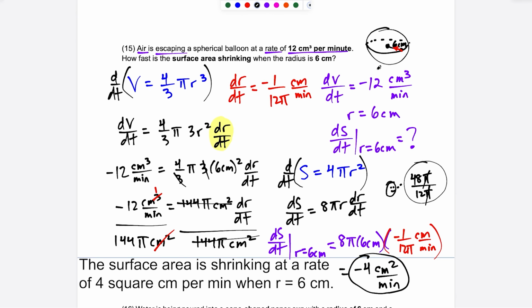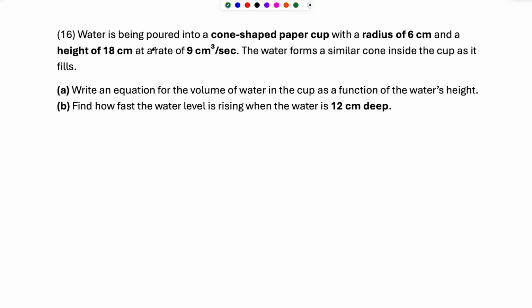And this means that the surface area is shrinking at a rate of 4 square centimeters per minute. Question 16: water is being poured into a cone-shaped paper cup with a radius of 6 centimeters and a height of 18 centimeters at a rate of 9 cubic centimeters per second. The water forms a similar cone inside the cup as it fills.